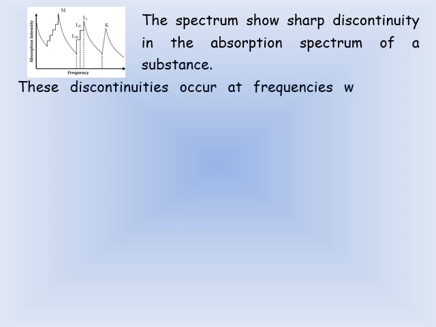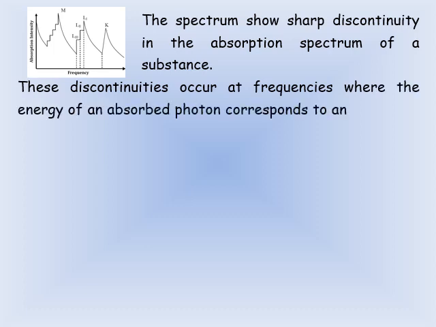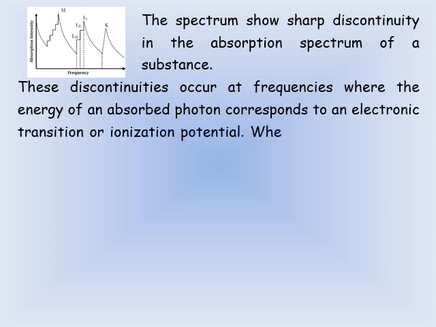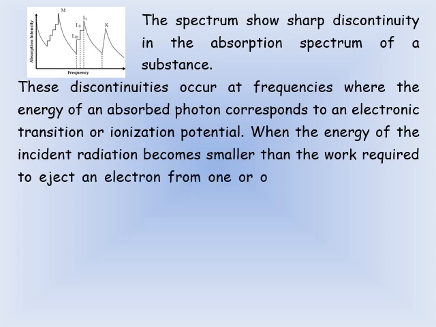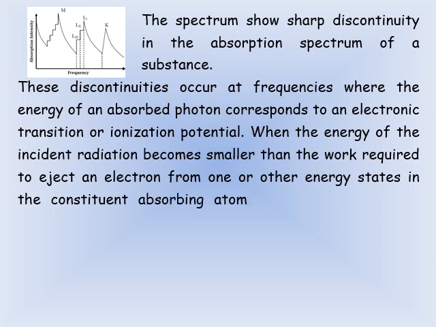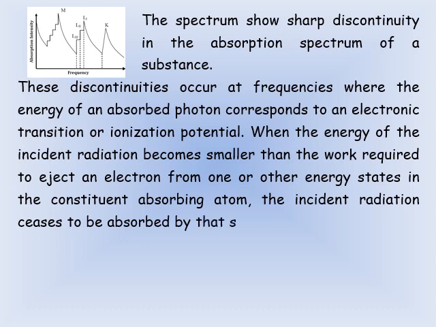The spectrum shows sharp discontinuity in the absorption spectrum of a substance. These discontinuities occur at frequencies where the energy of an absorbed photon corresponds to an electronic transition or ionization potential. When the energy of the incident radiation becomes smaller than the work required to eject an electron from one or other energy states in the constituent absorbing atom, the incident radiation ceases to be absorbed by that state.